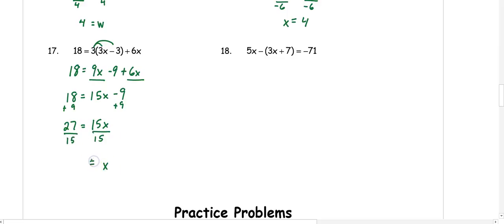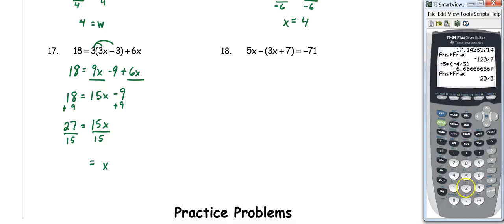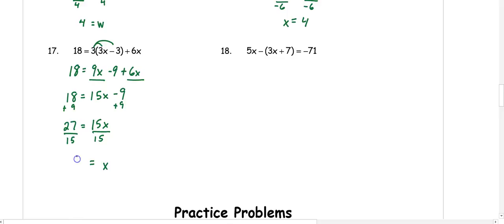We know that 15 doesn't divide into 27, but we want to see if it's going to reduce at all. So 27 divided by 15 in my calculator. Math, enter, enter. So it reduces to 9/5.